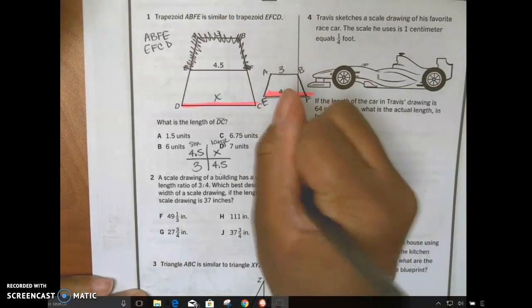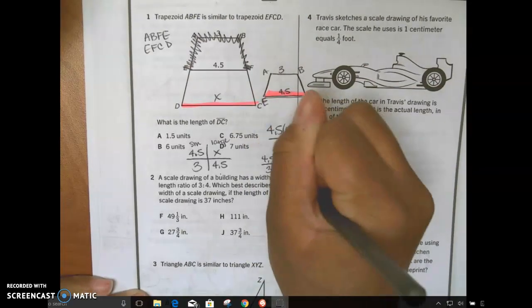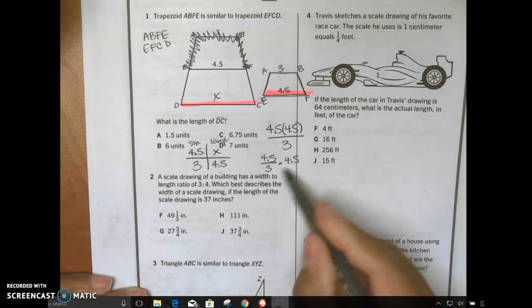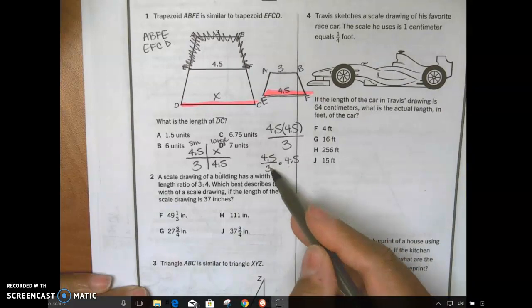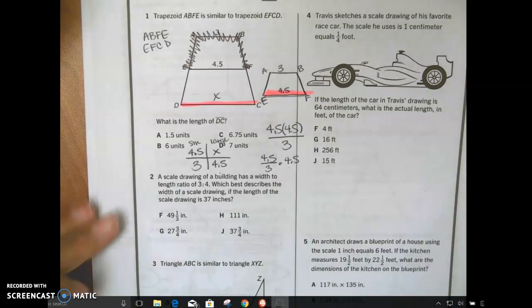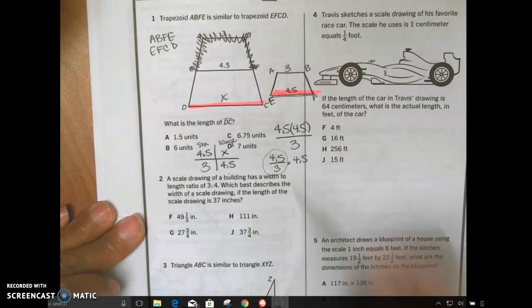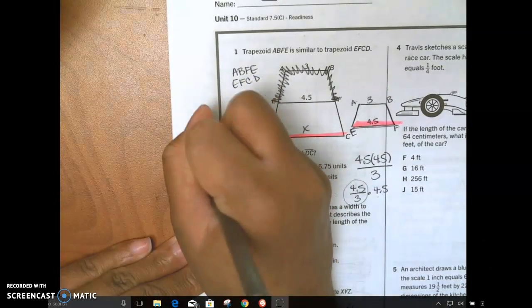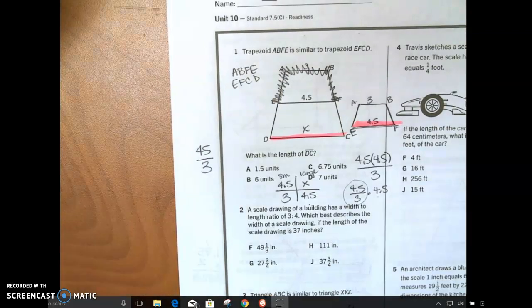If this is 4.5 times 3 times 4.5. Technically it would be times 1, but I want to simplify this. 4.5 divided by 3. I want y'all to be able to mentally see that this is simplifiable. How? Because 45 is divisible by 3. What do you mean, Miss Starley?